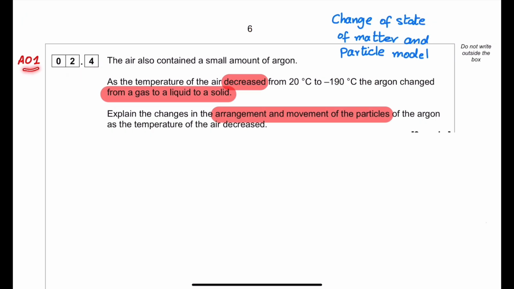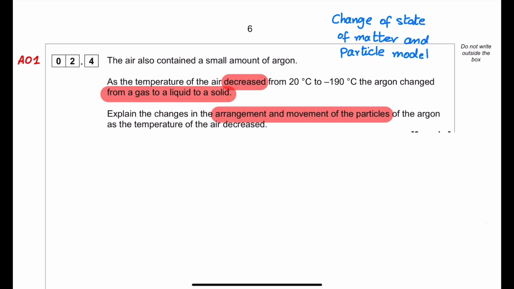2.4 is a Year 1 question, and this question is from the change of state of matter and particle model. The air also contained a small amount of argon, so argon gas. As the temperature of the air decreases, the key information, from 20 degrees to minus 190 degrees, the argon changed from a gas to liquid, then liquid to solid state. So three states are mentioned: from gas to liquid, then liquid to solid.